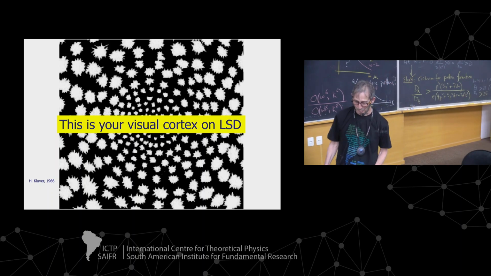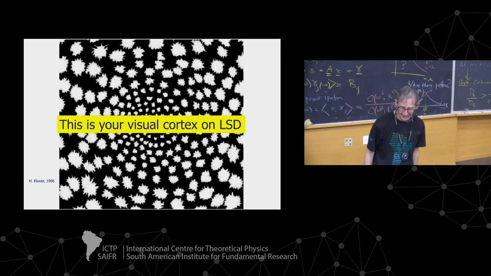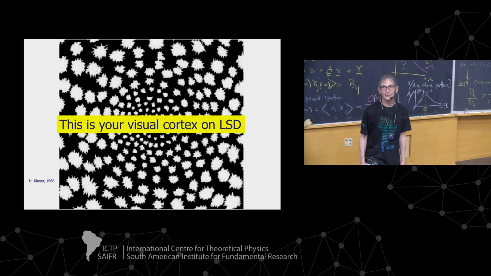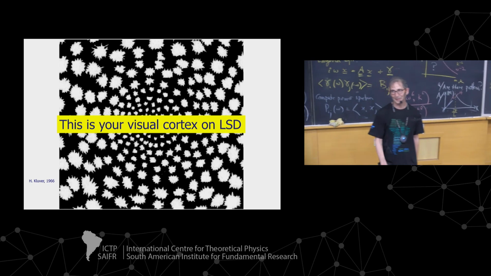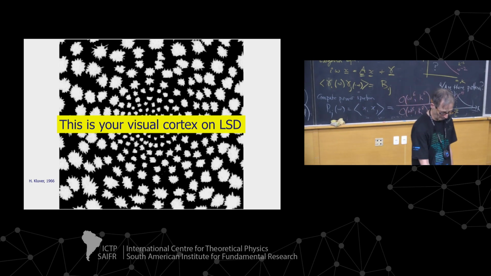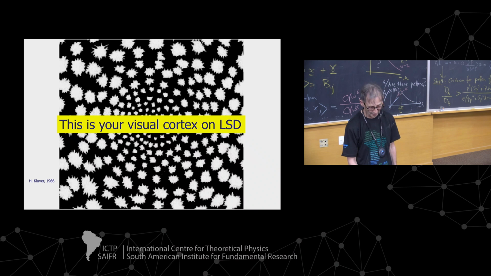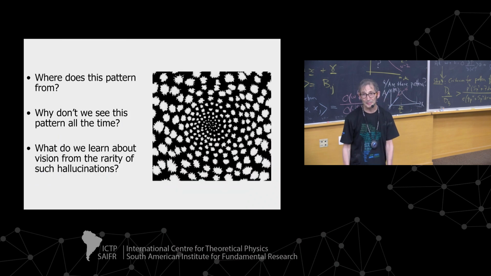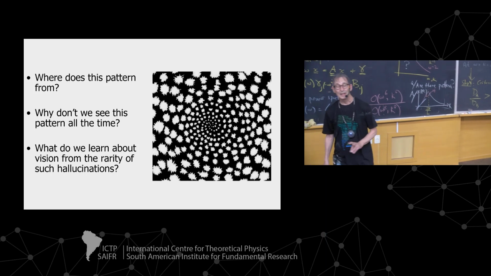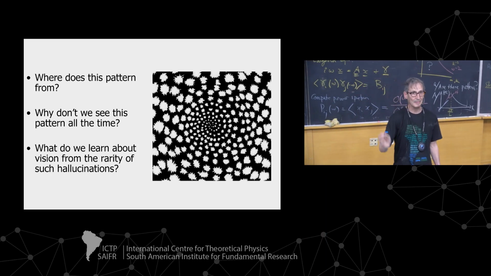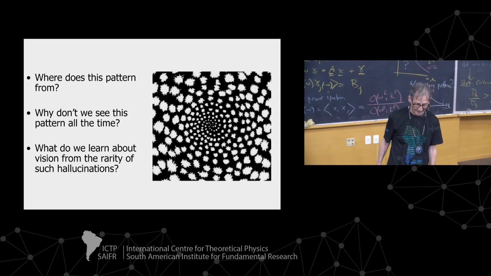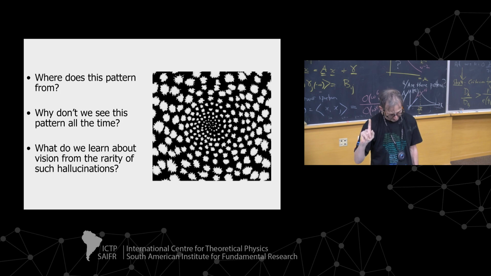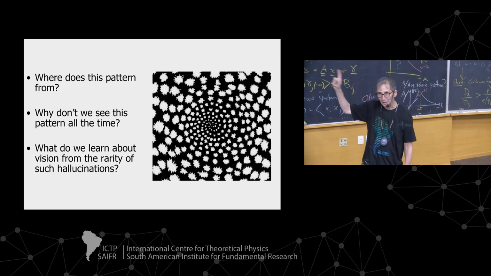This is literally what you see if you take LSD or if you get hit on the head or something like this. This is from a book by Kluver on hallucinations. So where does this pattern come from? That's easy to answer. In fact, why don't we see this pattern all the time? That is a hard question, actually. And then, what do we learn about vision from the fact that we are not seeing this all the time?